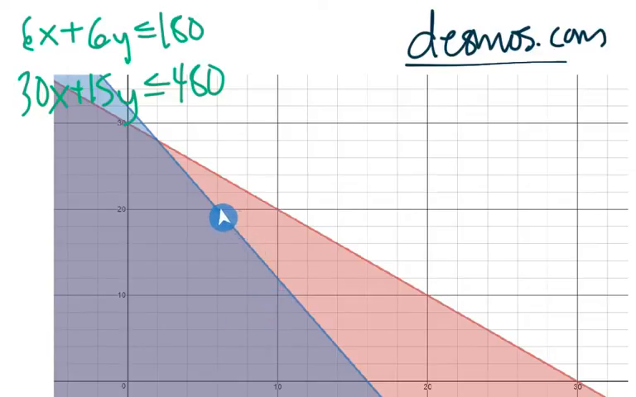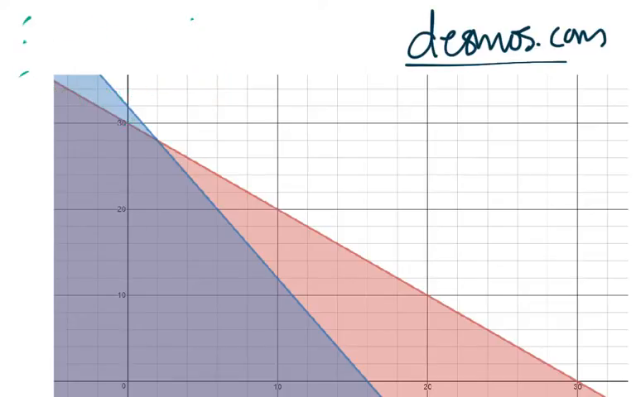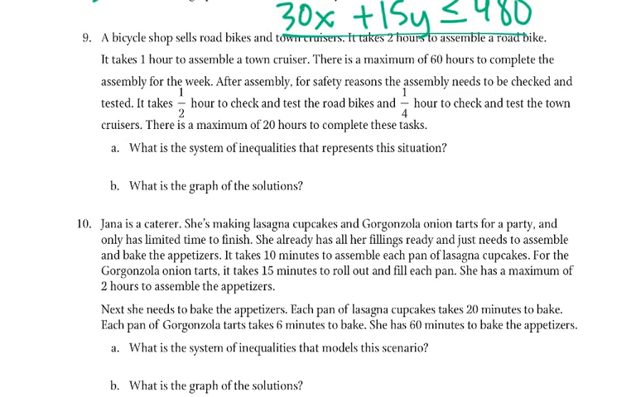You could make 20 of one and like 6 of another. So all these points represent those possibilities to not use up too much time. Okay? So once again, that Desmos works great, especially with these that are really big. Okay, let's take a look at the next one.